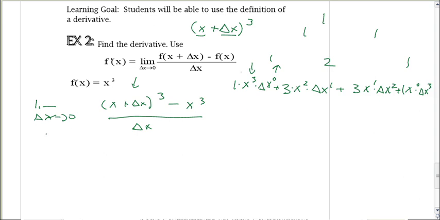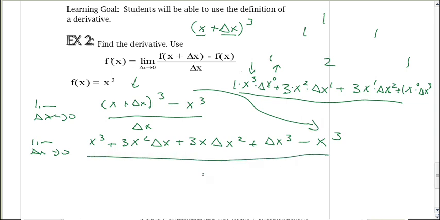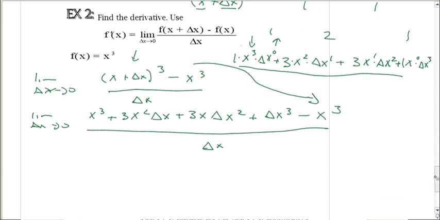Let me go ahead now and rewrite this. Limit as delta x approaches 0. And if I simplify a little bit, I get x cubed. I'm just simplifying this from algebra 2. Plus 3x squared times delta x plus 3x times delta x squared. And then finally plus delta x cubed minus x cubed, and I just brought that down from there, all over delta x. Whew, getting a workout. Okay, we're almost there.